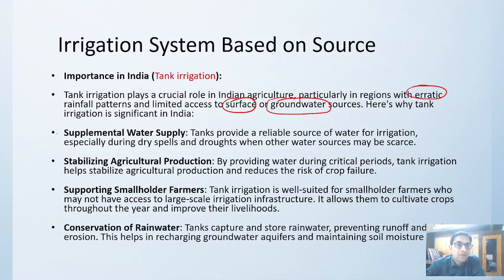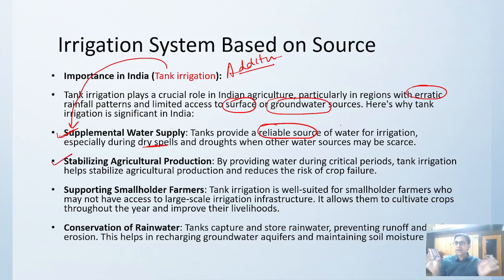So they supplement the water supply. That means you have the surface water supply, but tank water supplements it. It is like an addition to the water you are having. And these are a reliable source that you can rely on in dry spells. Then it stabilizes the agriculture production. Why? Because whenever we have a critical period, a dry spell, where canals are not full and river water is drying up, you can utilize the tank water. It will help in stabilizing your agriculture production. Otherwise, it may fall, right? So it reduces the risk of crop failure.